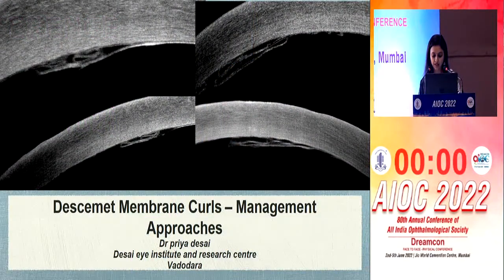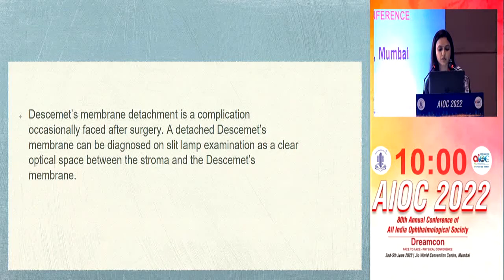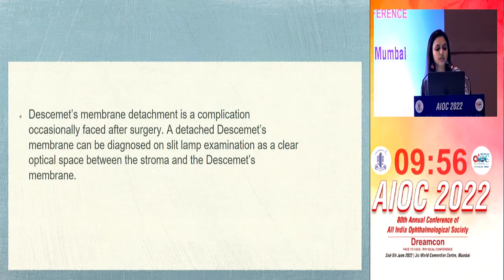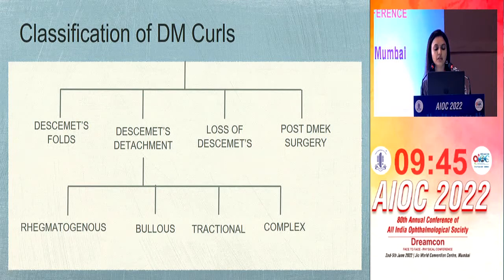Thank you very much, and good evening, everyone. Now, detachment membrane detachment, as I would like to call it, as detachment membrane curls. DM detachment is basically a complication usually faced after surgery. A detached membrane can be diagnosed on slit lamp examination as a clear optical space between the stroma and the detachment membrane. So now, how do you classify these curls?